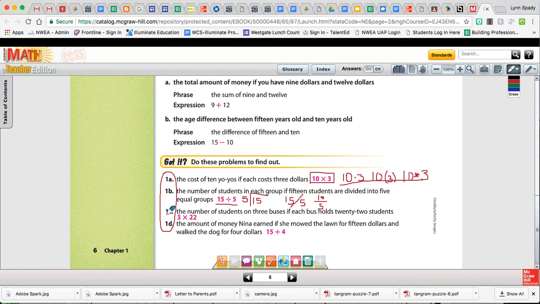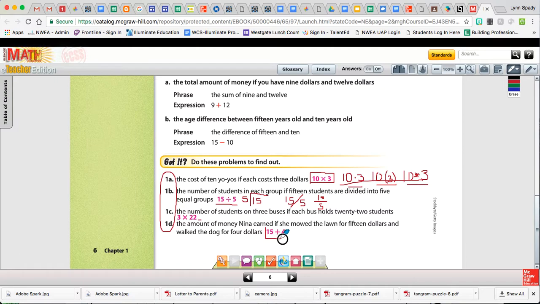Okay. For 1C, the number of students on 3 buses, if each bus holds 22 students. Again, 3 times 22 could be written with a dot, with parentheses, and with an asterisk. So please write those down for 1C. And finally, the amount of money Nina would earn if she mowed the lawn for $15 and walked the dog for $4.